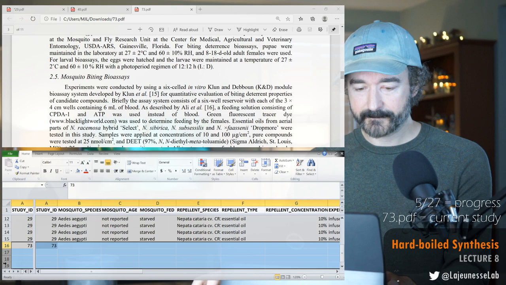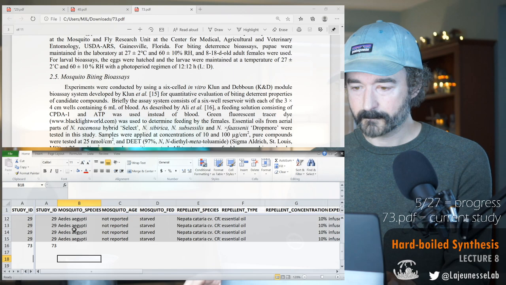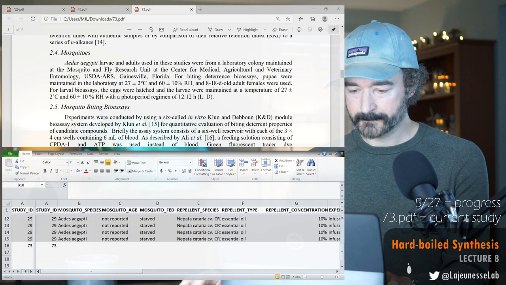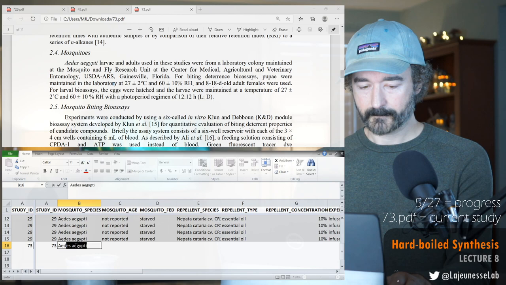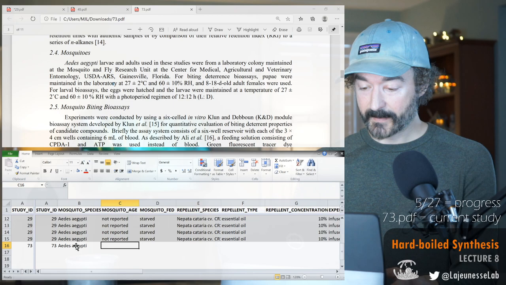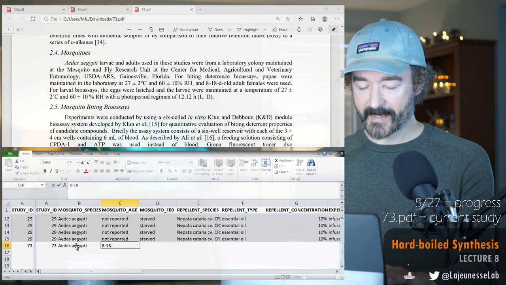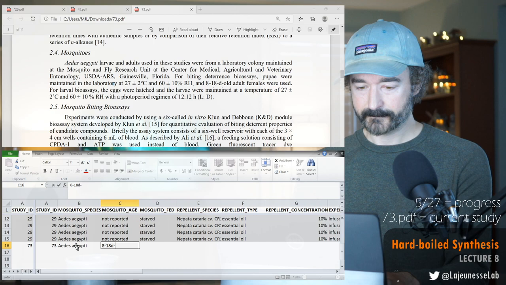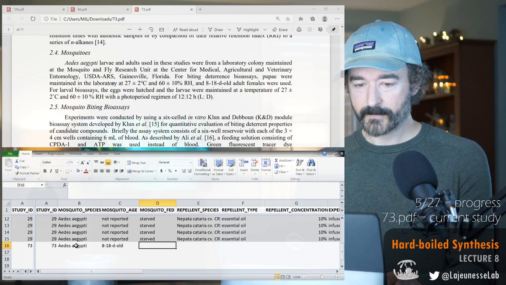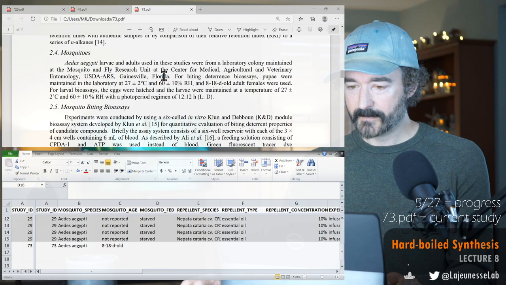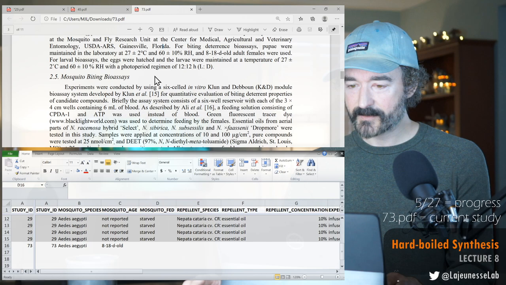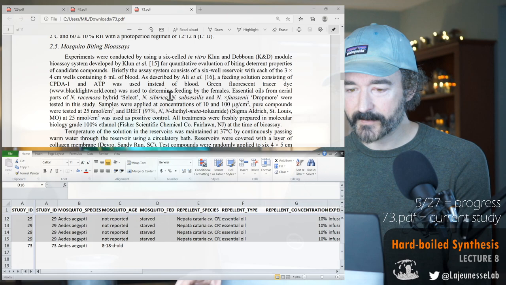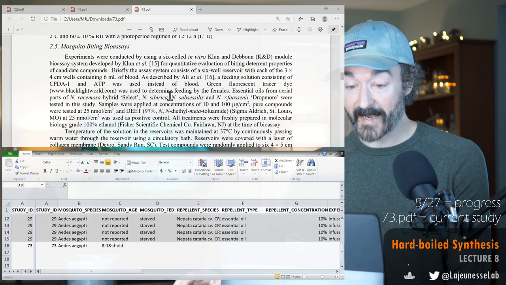We get Aedes aegypti again. Mosquito age, 8 to 18 days old. I'm going to put the range here, but a range is not useful if I'm going to use that as a moderator variable. They're used for larval bioassays. Doesn't quite say if they were. For larval bioassays, eggs were hatched and larvae maintained at a temperature. Mosquito biting assays. Experiments were conducted using a 6-celled in vitro module bioassay for evaluating biting deterrent properties.